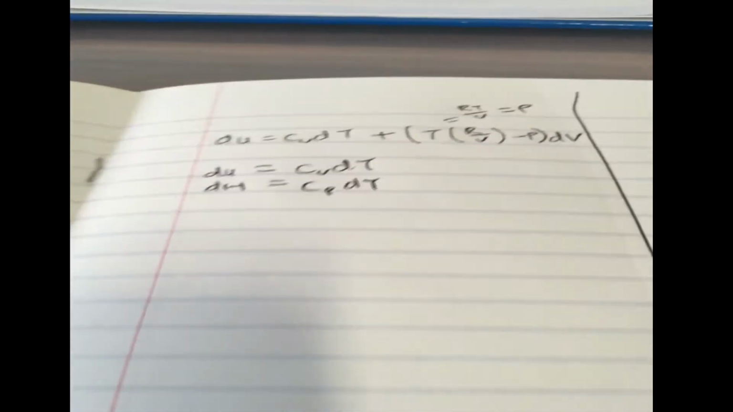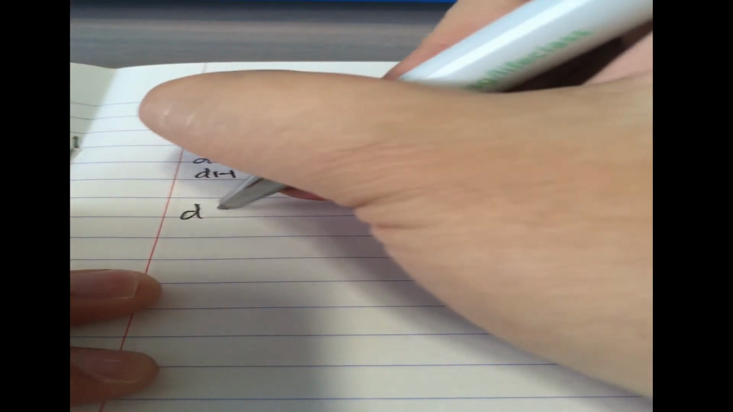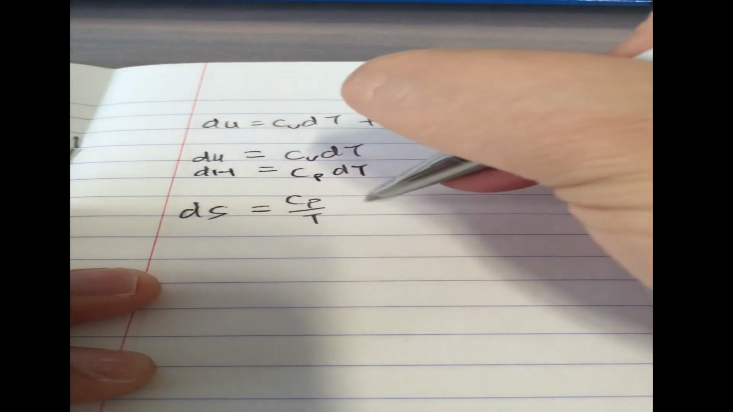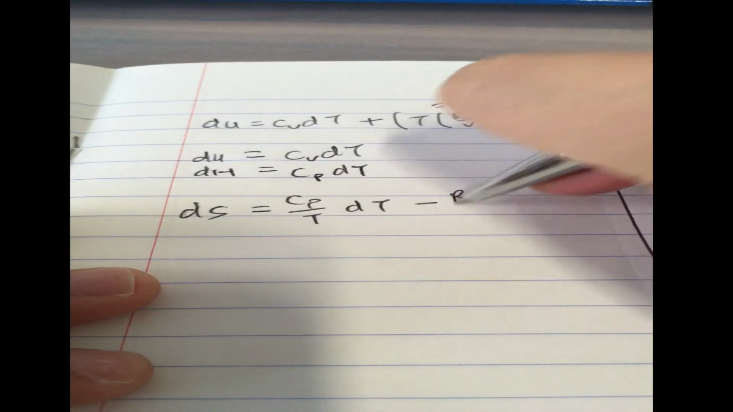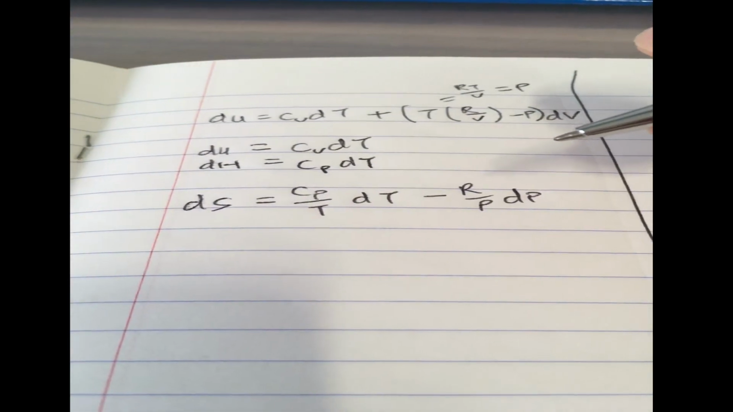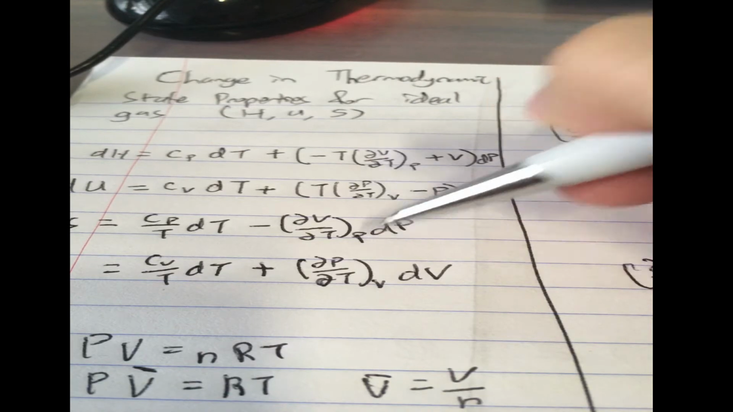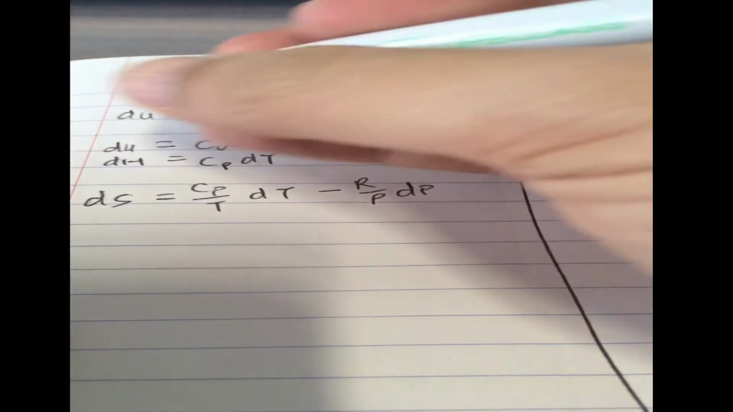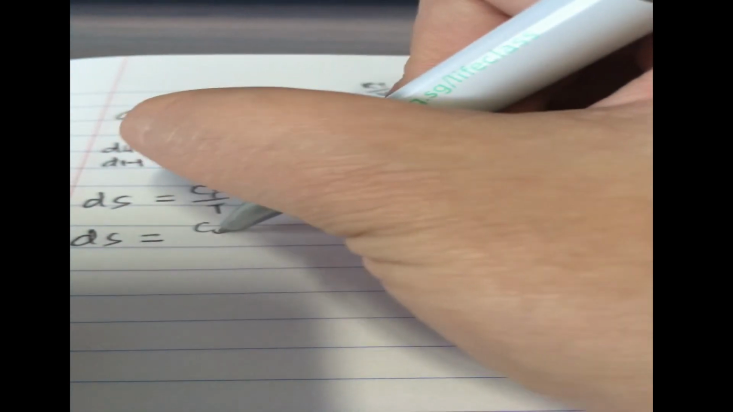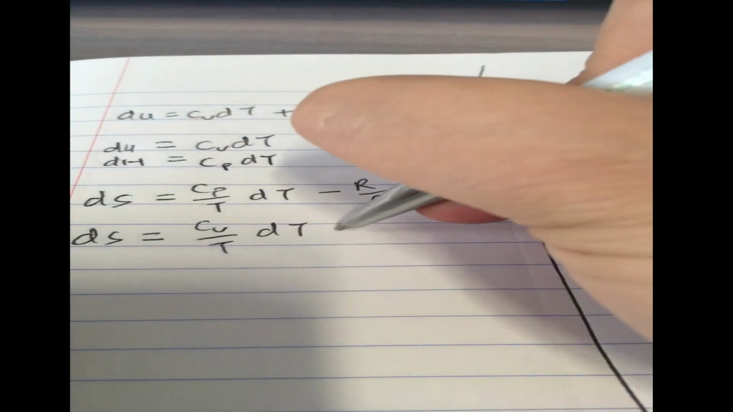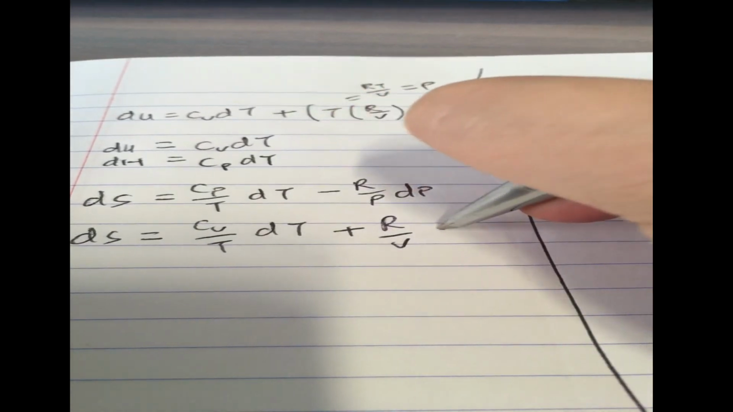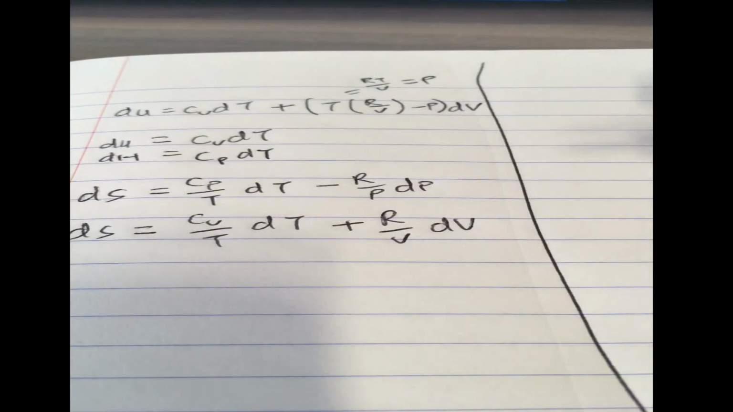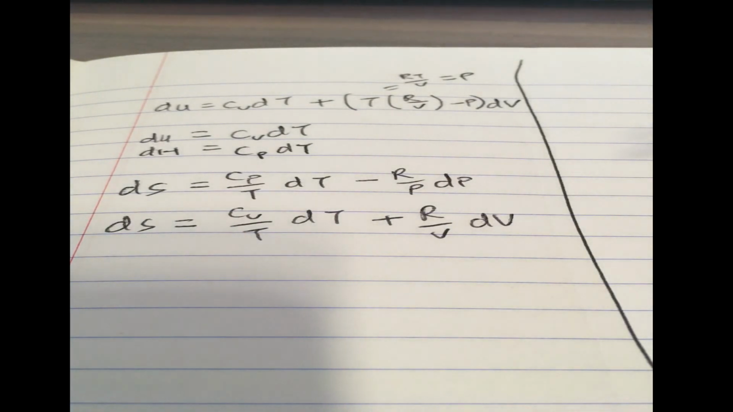For entropy, that's rather simple. dS equals Cp over T dT minus R over P dP, because what we started with was del V del T at constant pressure, and what we've derived is that del V del T at constant P is just R over P. That's why we're getting this here. Similarly for the second one, dS equals Cv over T dT plus R over V dV. Remember, this is molar volume. So we are more or less done for this.